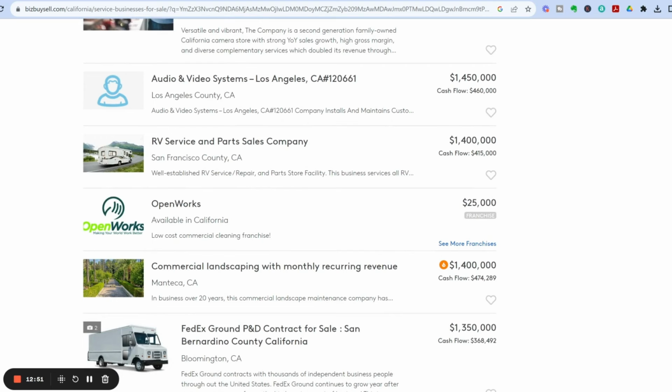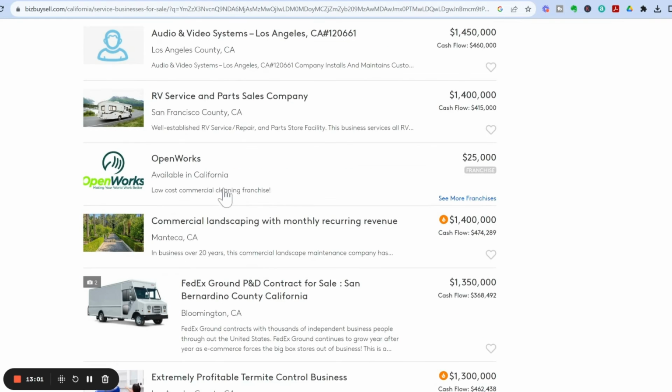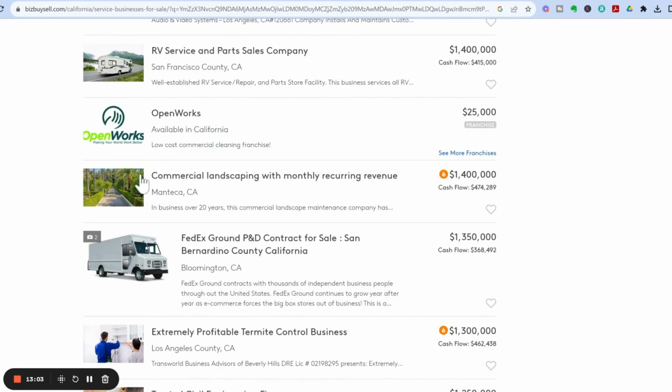RV service and parts service. Okay, this is basically a growing industry. More and more people are on the road camping. Commercial landscaping with monthly recurring revenue. Let's take a look at that. It'll be the last one we look at.